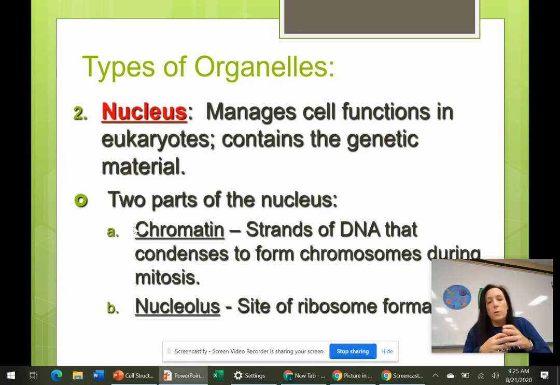But there are two parts of the nucleus. There's the chromatin, which is the strands of DNA that condense to form chromosomes during mitosis.